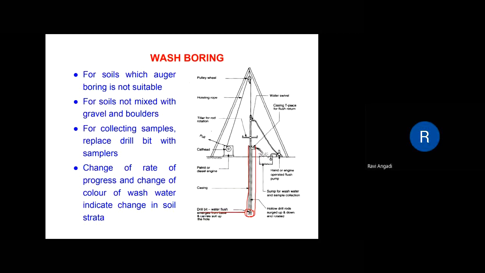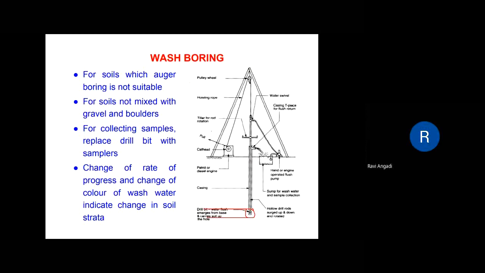Generally in wash boring, a hole is first drilled by driving a casing about 2 to 3 meters long, and then inserting into it a hollow drill rod with a chisel shaped drilling bit at the bottom. Here the drilling bit is provided at its lower end, and water is pumped inside. Means the water is pumped in this hollow pipe, which is known as a wash pipe.